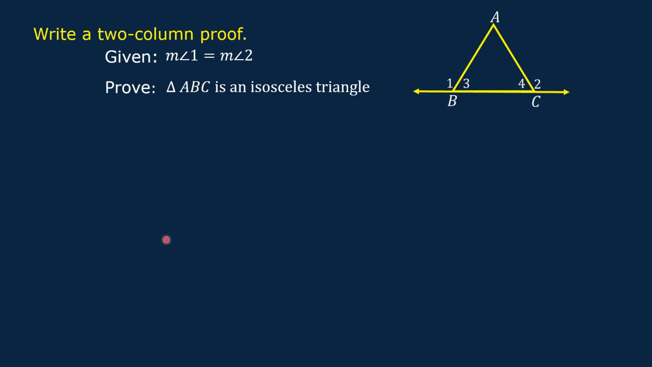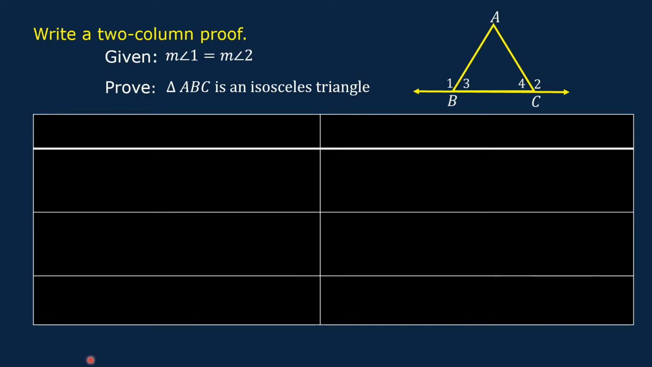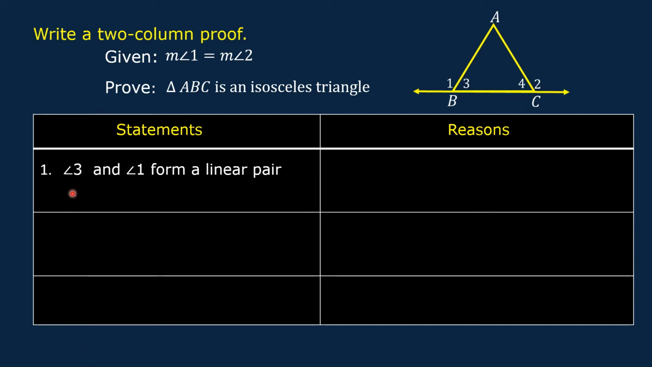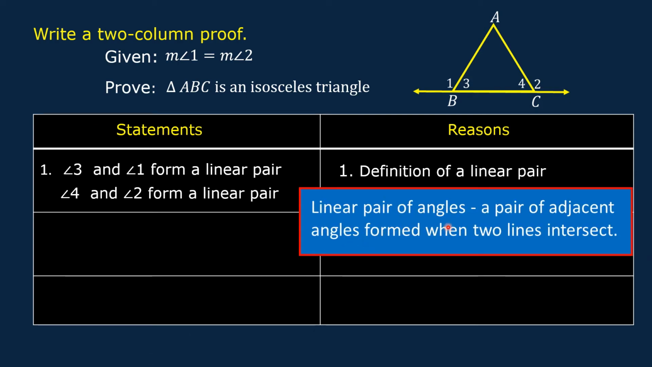Let us prove this using a two-column proof. In the first column, we are going to write the statements. In the second column, the corresponding reasons. For our first statement, angle 3 and angle 1 form a linear pair. Angle 4 and angle 2 form a linear pair. Reason, definition of a linear pair. Linear pair of angles: a pair of adjacent angles formed when two lines intersect.